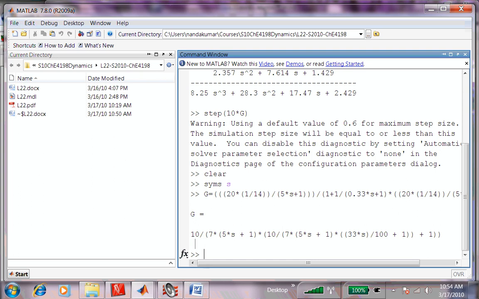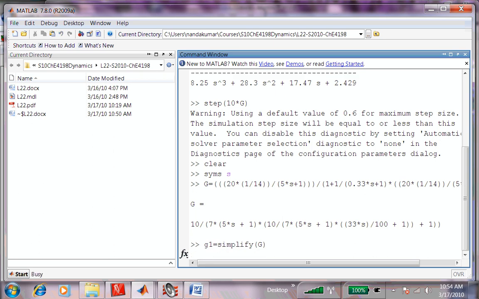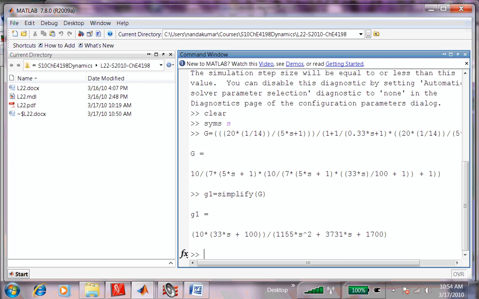It didn't simplify it. So if I pass it through simplify in the symbolic toolbox, and we call it G1, this is what you should get by hand, this expression that you see here. And what is this? This is a quadratic. The simplify function actually cancels the numerator and denominator and simplifies it. So in the numerator, you have a linear polynomial. In the denominator, you have a quadratic one.